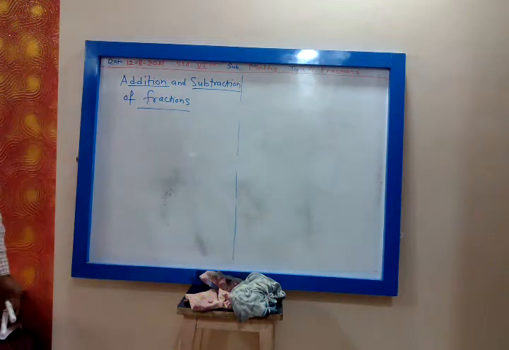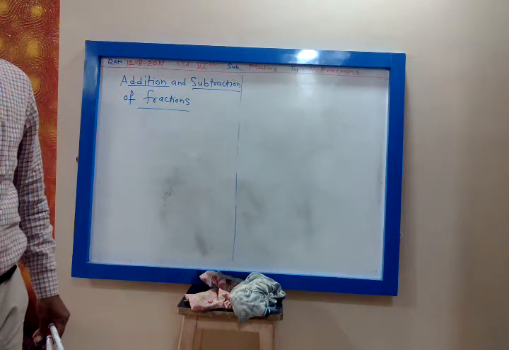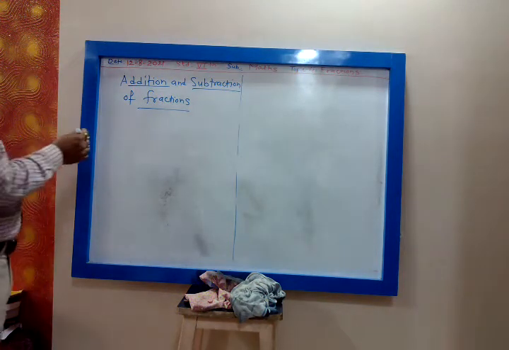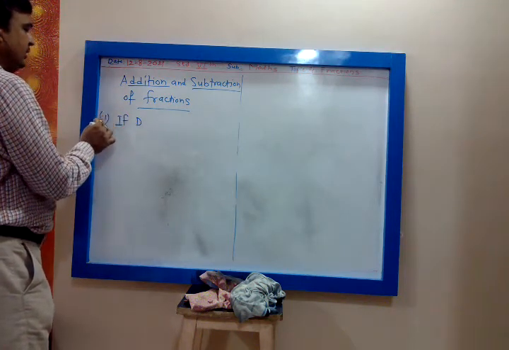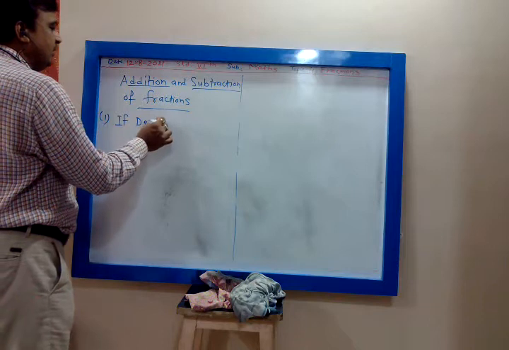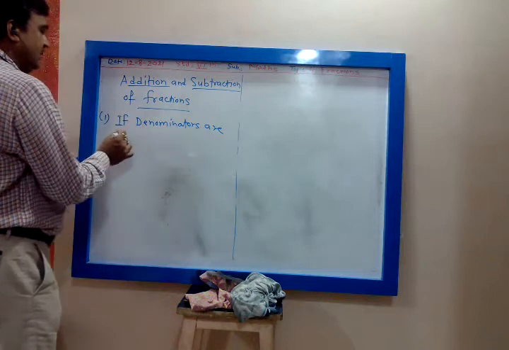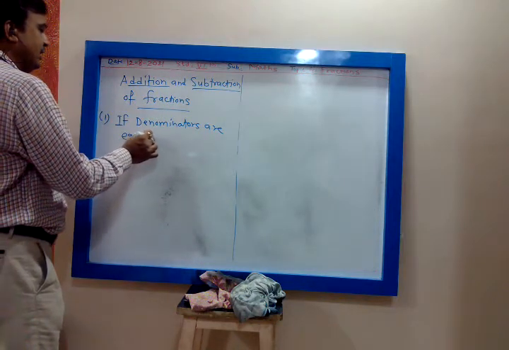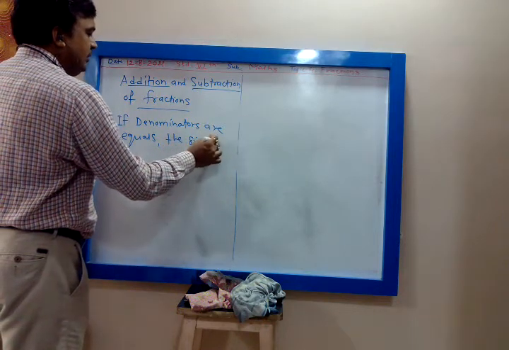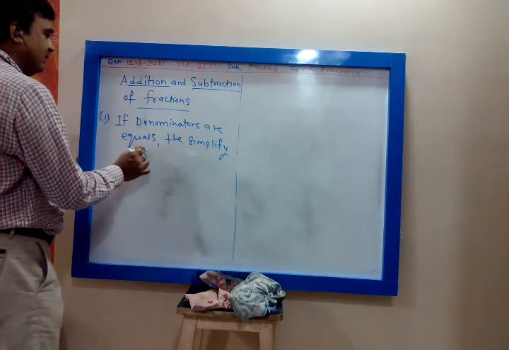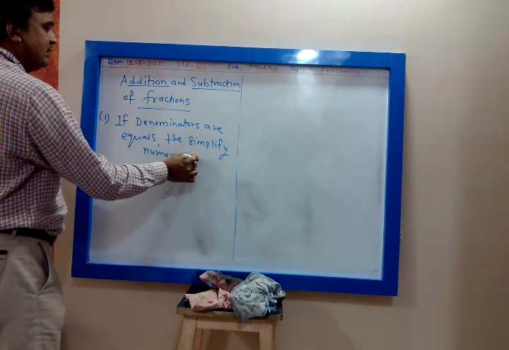Before we start 4.3, I have to explain the concept. The working method is this. First point: if denominators are equal, then simplify numerator.